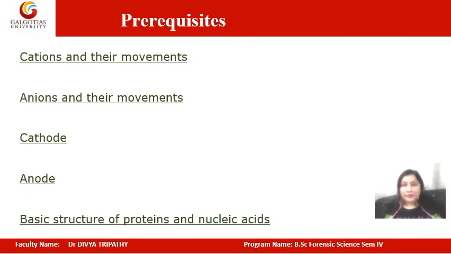These are some prerequisites to understand this topic. You should know what cations are and towards which pole they move. Similarly, you should know anions and their movement. You should understand the concept of cathode and anode, which type of electrode each is and what type of charge it has, and you must be aware of the basic structure of proteins and nucleic acids. In case of protein, we know that proteins are zwitterions that have both positive and negative charge on the same molecule, and they have an isoelectric point and behave like a zwitterion.